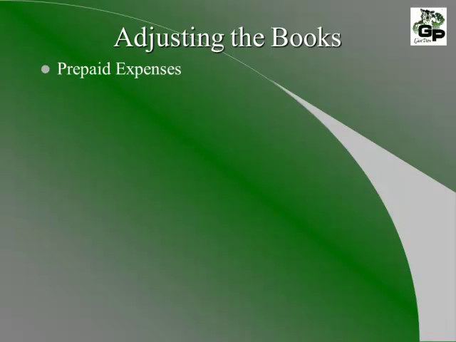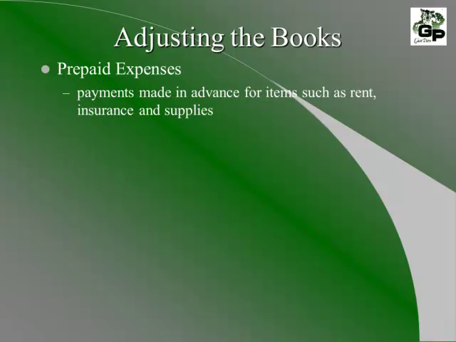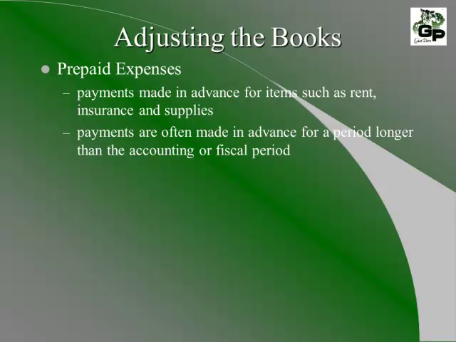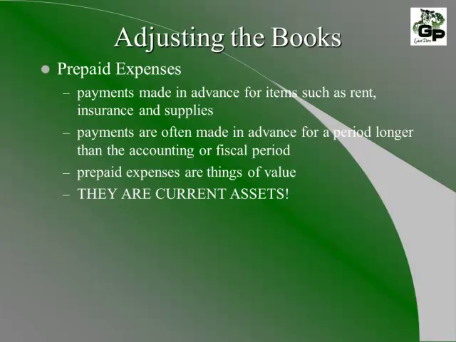Adjusting the books. Prepaid expenses is a type of adjustment. Payments are made in advance for items such as rent, insurance, and supplies. Payments are often made in advance for a period longer than the accounting or fiscal period. Prepaid expenses are things of value, therefore they must be included. They are current assets.